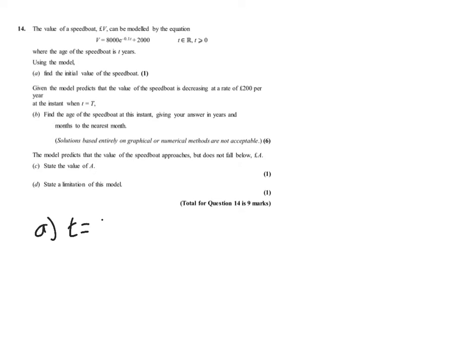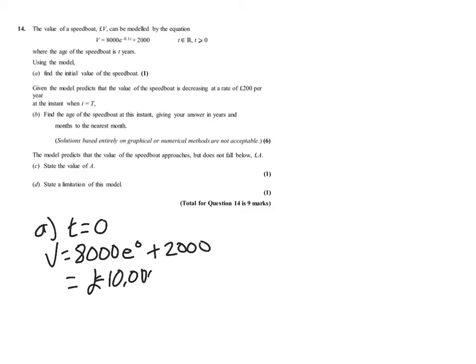Well, initially t is 0, so v equals 8,000 e to the 0, of course, plus 2,000. Anything to the power 0 is 1, so we've got 8,000 times 1 plus 2,000. So the initial value of the speedboat is 10,000, which is a bargain, I would say.